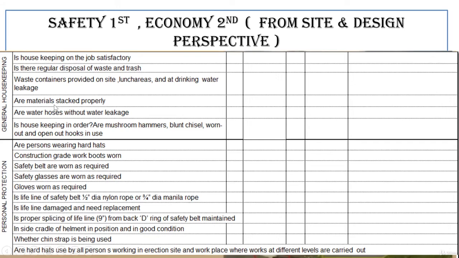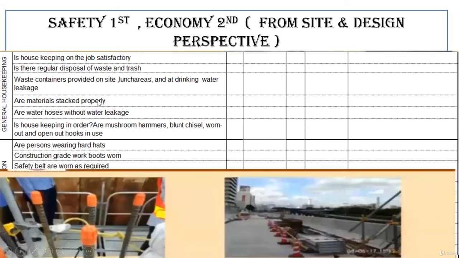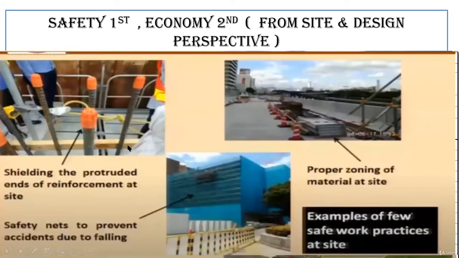Look at here, are materials stacked properly or not? So this is how it is, like this is a reinforcement barrier. On this, what we are going to do is shield the protruded ends of the reinforcement at the side. And these are the safety nets. When you work at a height, even though you're wearing the safety belt, it's always better that you put these safety nets here. Even if by mistake someone falls, he'll be safe inside this net.